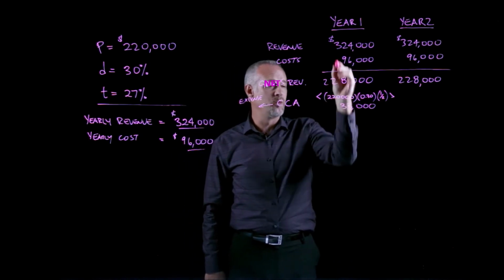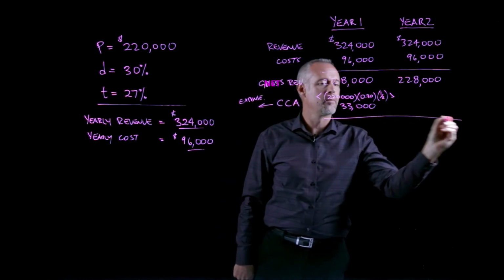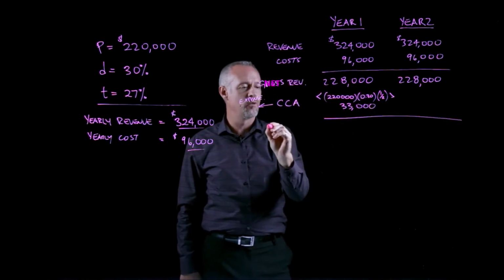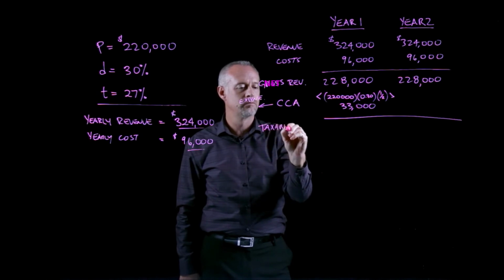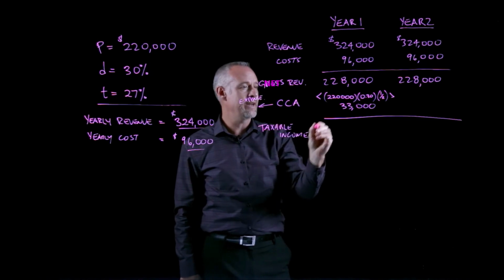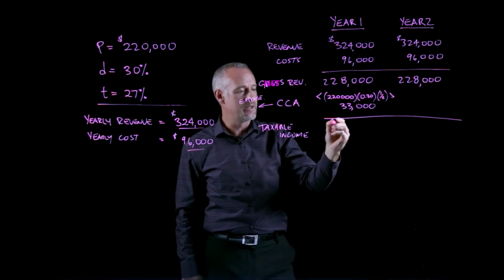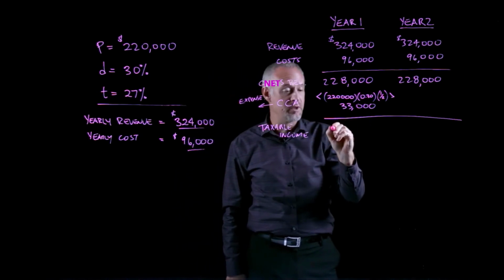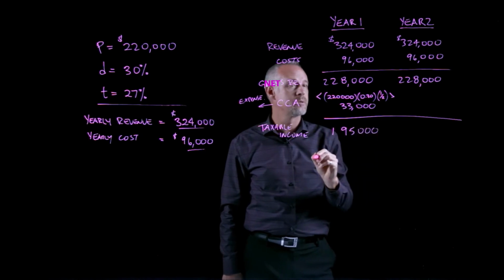I'll just continue on with year one. So now we have, let's say, what we call a taxable income. Our taxable income is then our gross revenues minus our expenses. And in this case, our taxable income is $195,000.